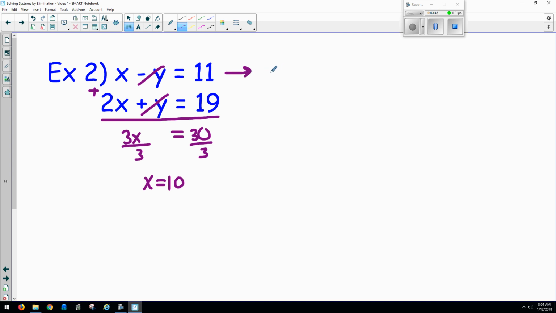Again, we have to find the other half of the solution. Take either of the two equations. I would take the one on top because that looks like it's going to be a little bit easier to work with. And substitute in for x. And solve.